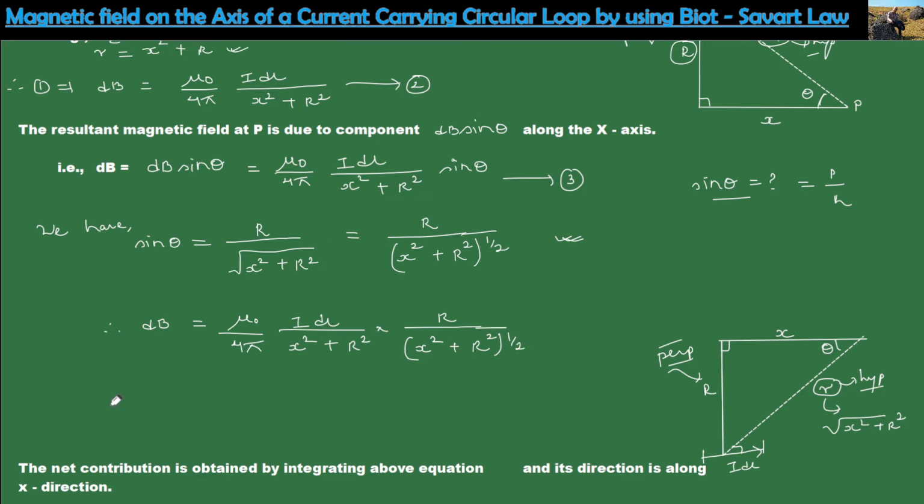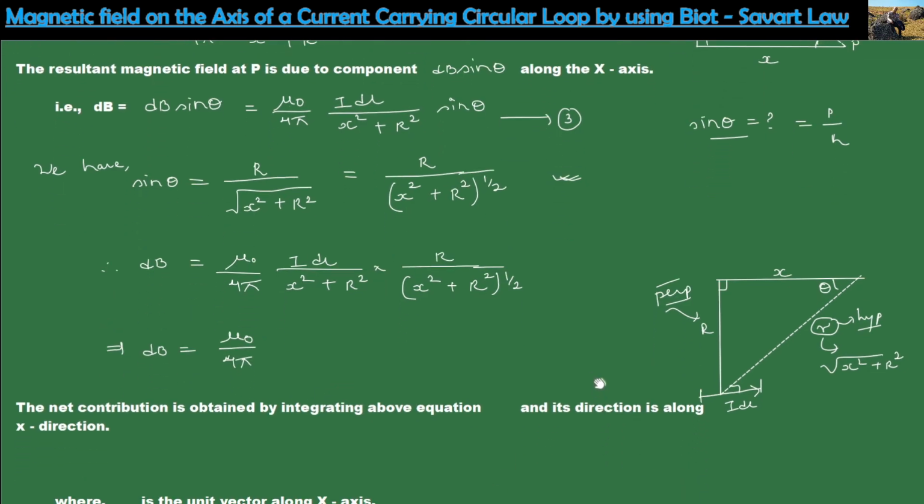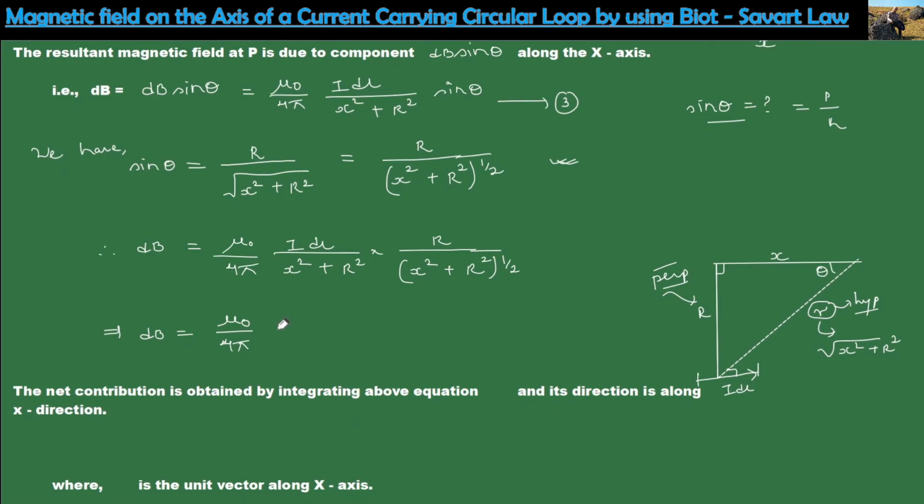And if we keep on solving this expression, this value of dB will be equal to mu naught divided by 4 pi.